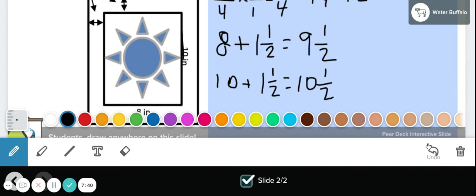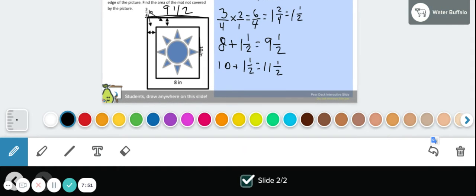Pardon me, 11.5. Sorry about that. 11.5. It's impossible for it to be 10.5. So now I know that in this figure, my length is 9.5 and my width is, why do I keep adding 10.5? It is 11.5. Okay, so now we know the length and the width of the larger area.